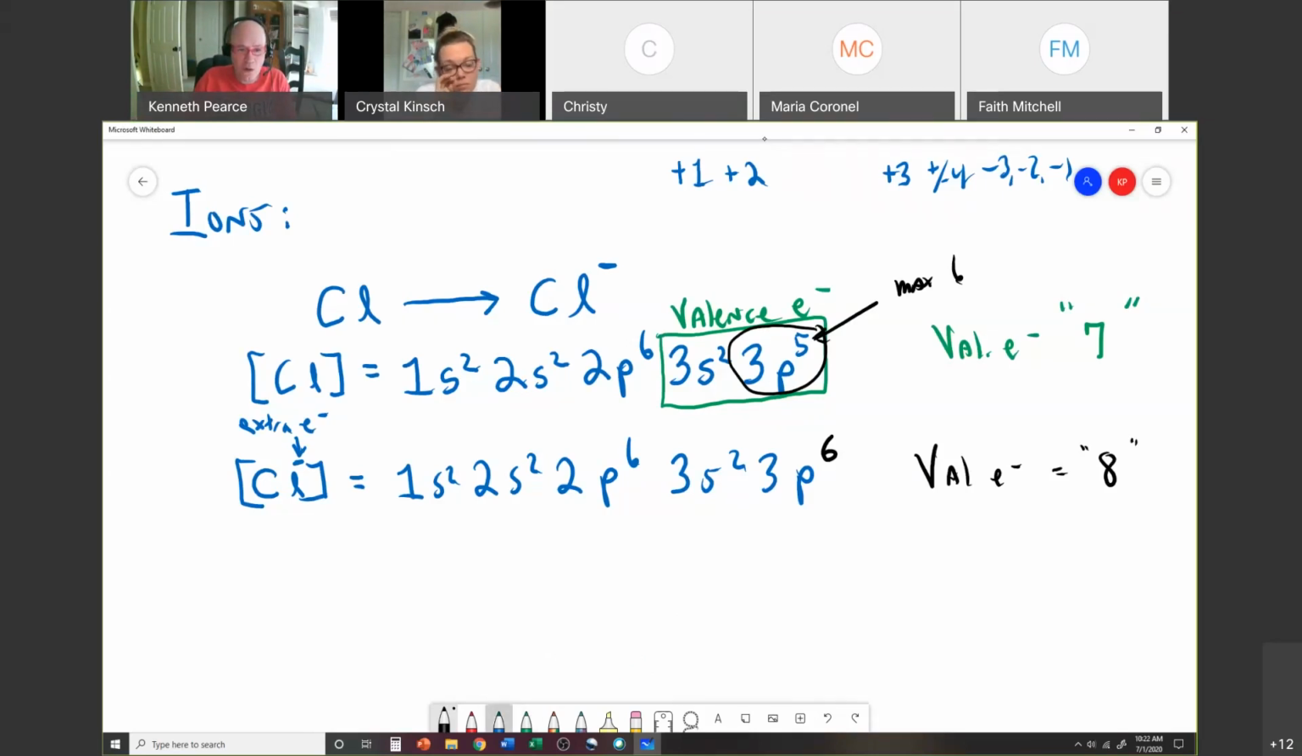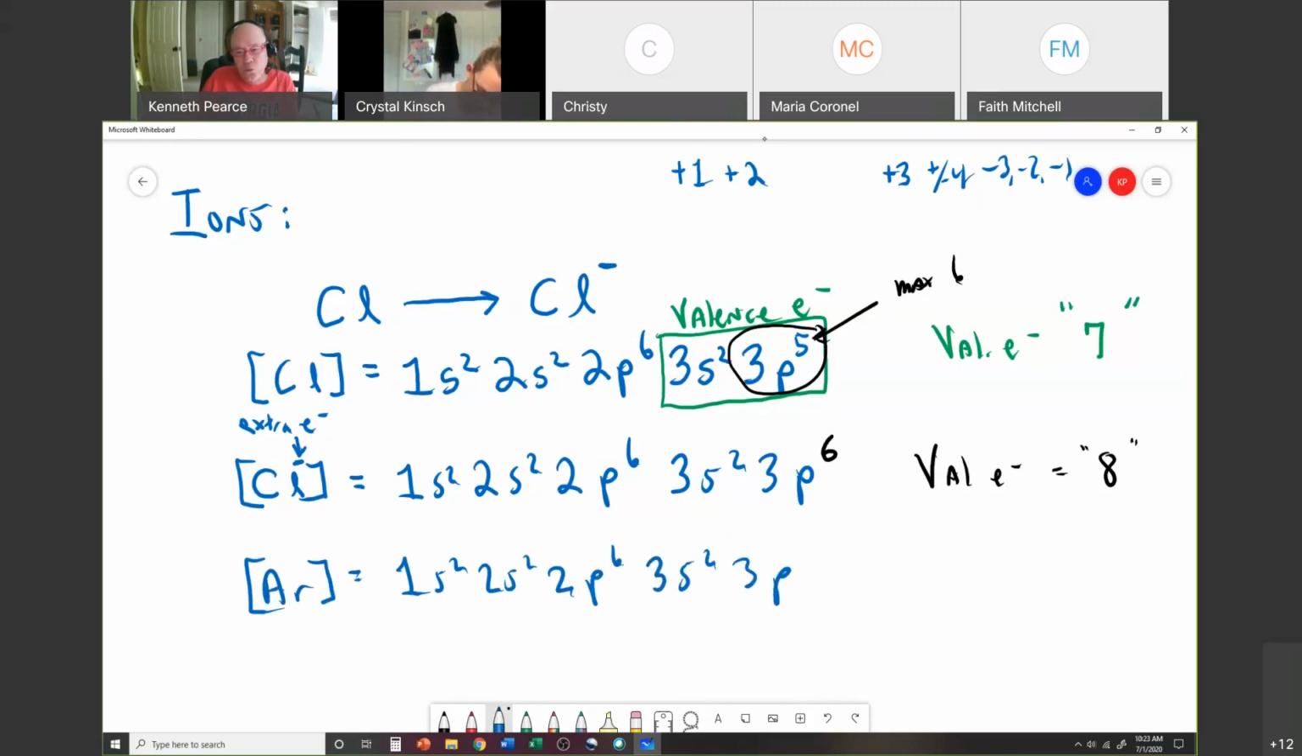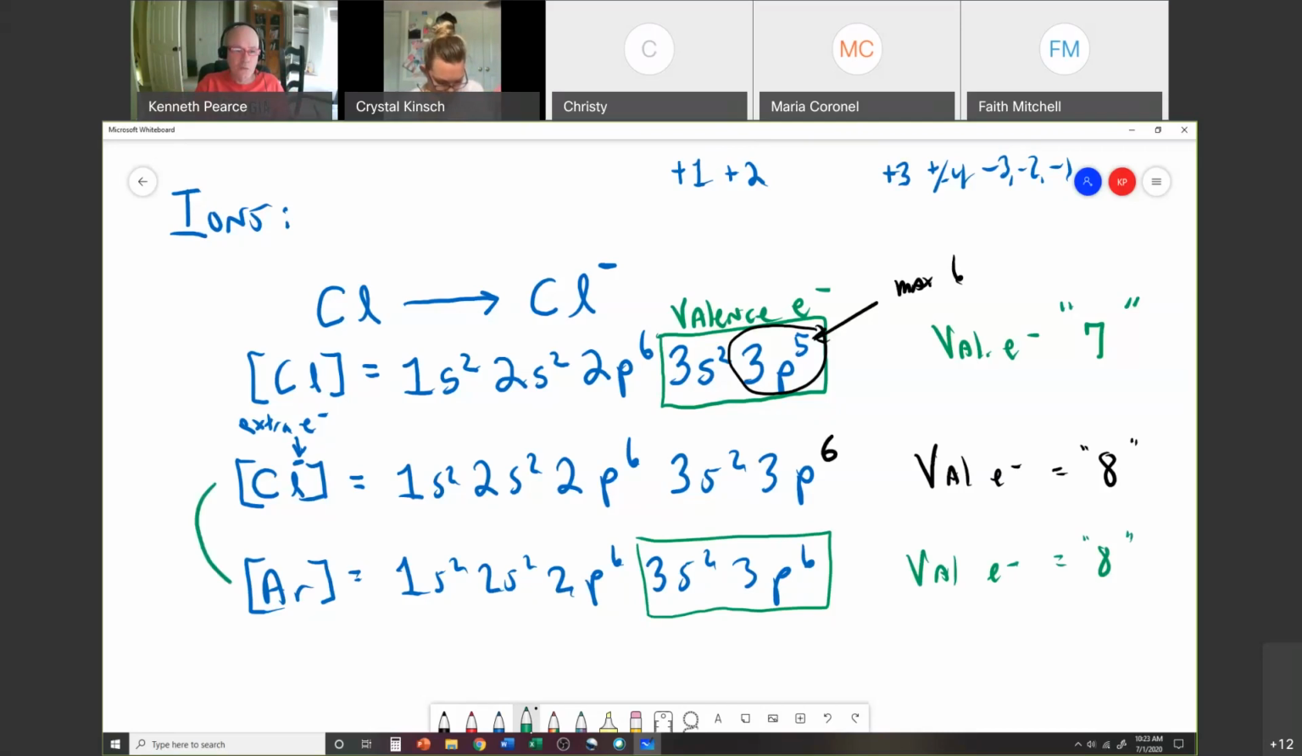So let's go ahead and draw out argon, which is the next one over from chlorine. Argon is 1s2, 2s2, 2p6. There's your first full shell, 2p6, which is neon. Then we drop down and see 3s2, 3p6 for argon, and its valence electrons are 8. So argon has 8 valence electrons. What did chlorine just do when it became an ion? It gained electrons to become isoelectronic, a full shell, with the noble gas. It does have a full shell now, like argon, and the same number of electrons, so it is isoelectronic with your noble gas.